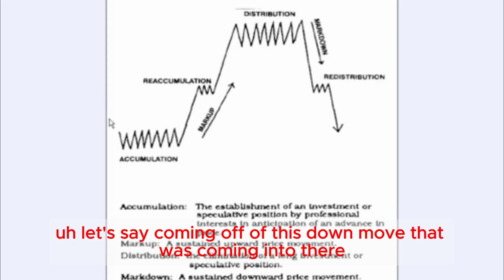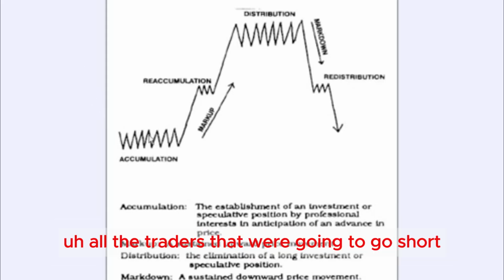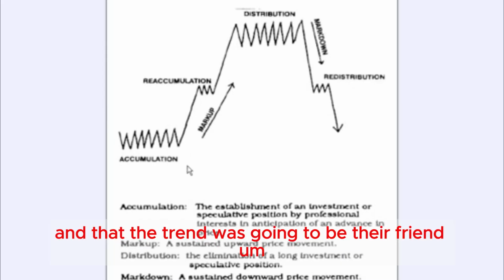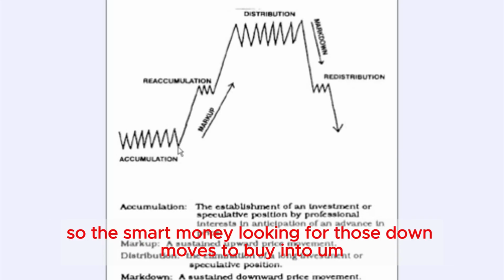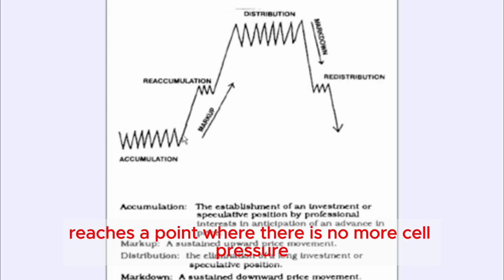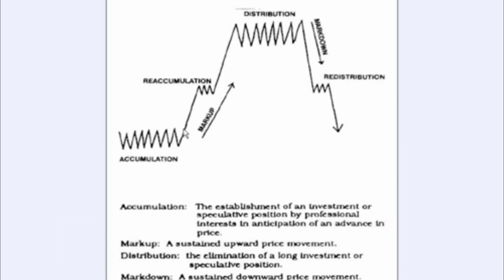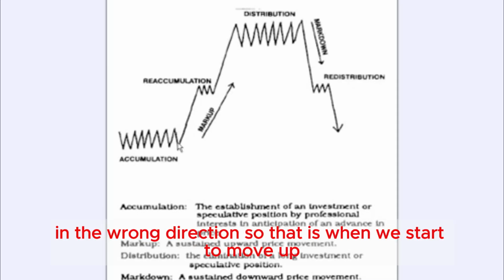Let's say coming off of this down move, all the traders that were going to go short, expecting a continuation and that the trend was going to be their friend, eventually you got to a point where there's really not many left. So the smart money looking for those down moves to buy into reaches a point where there's no more sell pressure and everybody's locked in the wrong direction. So that is when we start to move up.